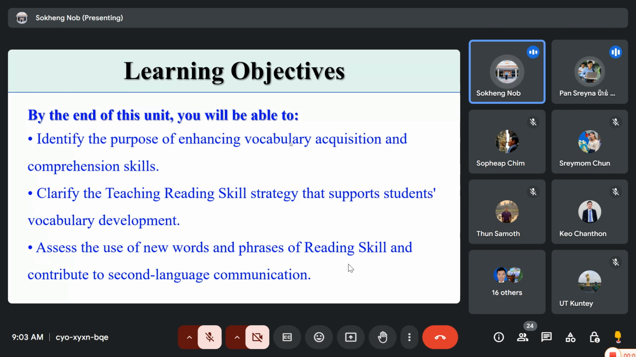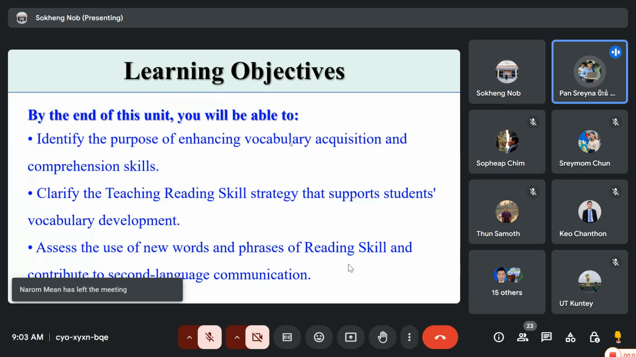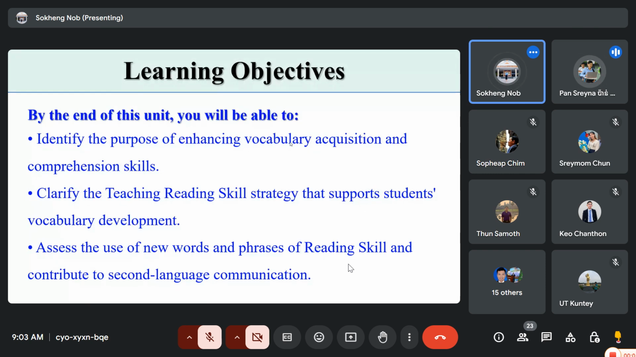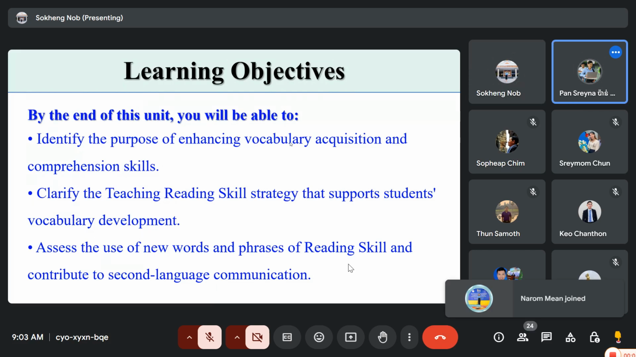Here is my learning objective. By the end of this unit, all the participants will be able to identify the purpose of enhancing vocabulary acquisition and comprehension skills. Number two, clarify the teaching skill strategy. For each part I will include some strategies to teach a reading skill for the class. For the last part, assess new words and phrases of reading skill to contribute to second language communication.